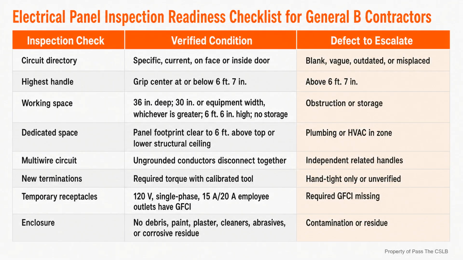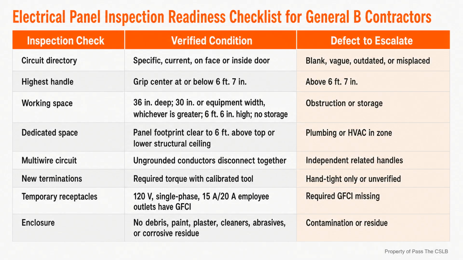The highest breaker handle is within the maximum height. The front working space is clear. The dedicated vertical space is free of foreign systems. Multi-wire branch circuit disconnects operate together. Required new terminations are torqued with a calibrated tool. Temporary receptacles have the required ground fault protection. The enclosure and directory are clean, specific, and complete.